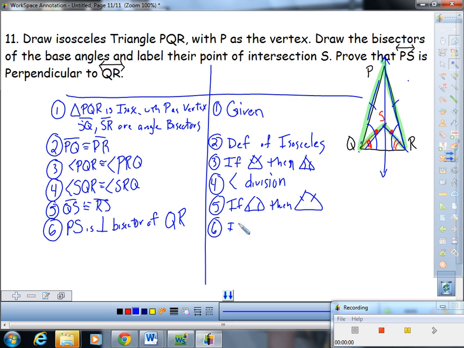If two points are, we've got to write the word equidistant, sorry, from the endpoints of a segment, then those two points determine the perpendicular bisector. It's the best we've got.